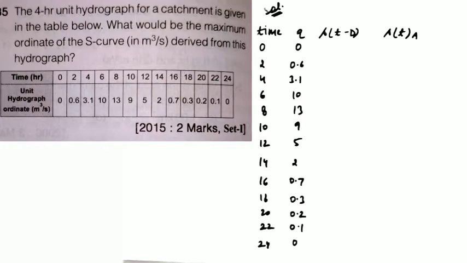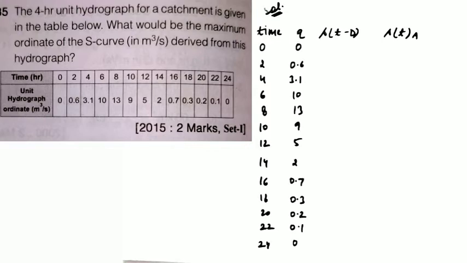The next question is related to the S curve. Since the S curve is very important, do listen to this question carefully. The question says that the 4-hour unit hydrograph for a catchment is given in the table below. What would be the maximum ordinate of the S curve in meter cube per second derived from this hydrograph?